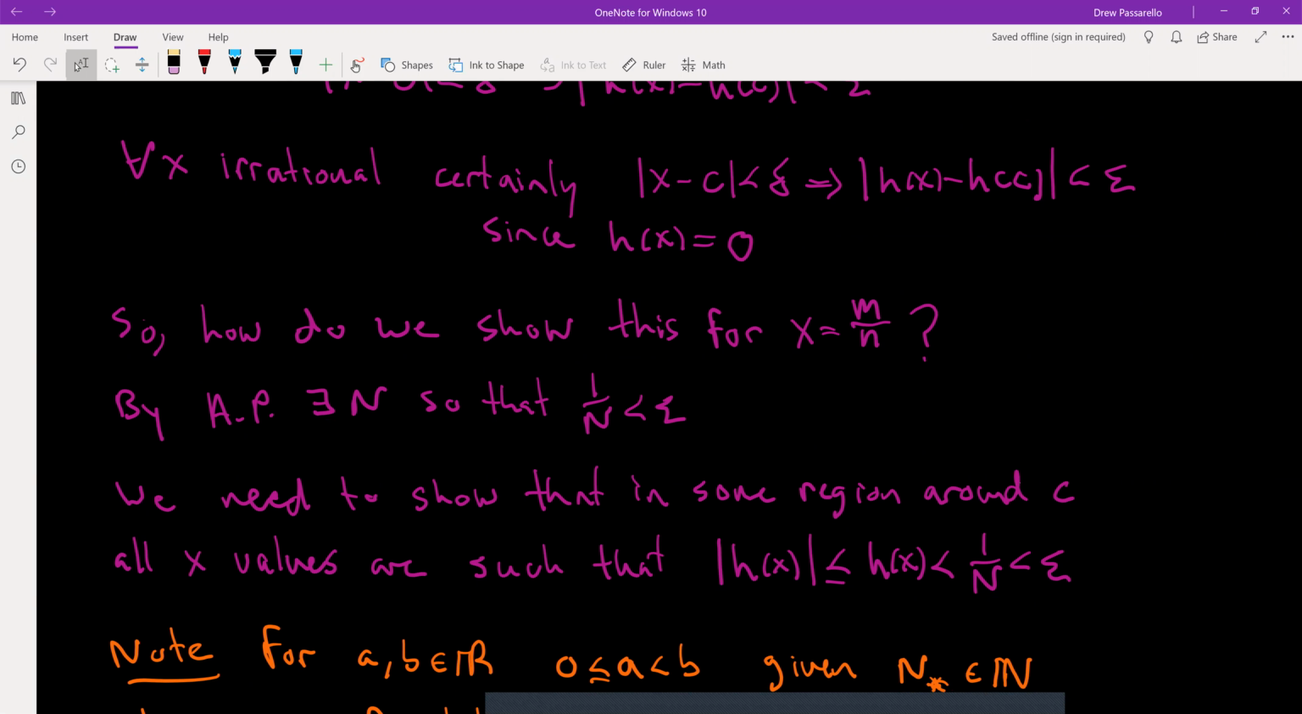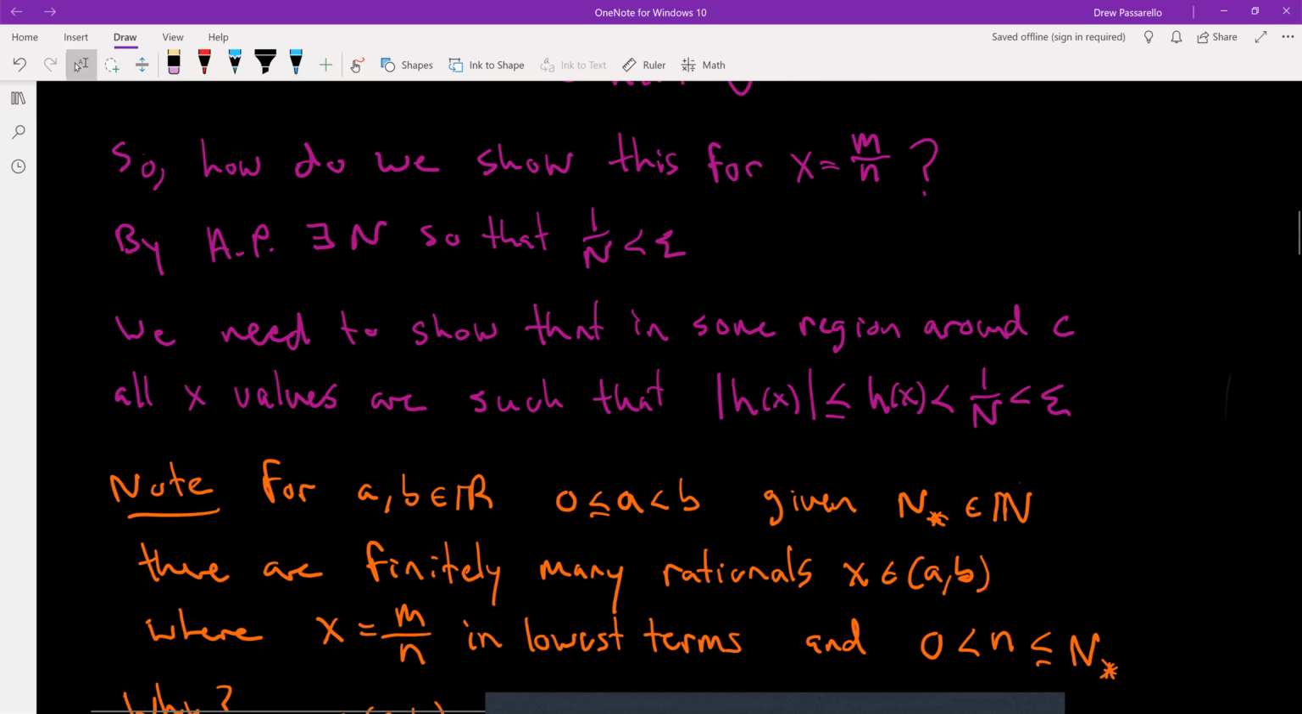So somehow I need to incorporate this capital N so that for some region around c, we have the x values so that when you plug them in, h(x) is going to be less than this 1/N, which is going to be less than epsilon. All right, so that's the thought process, the logic. Now, how do I go about formally doing this?